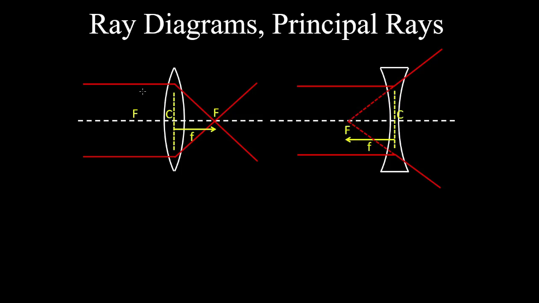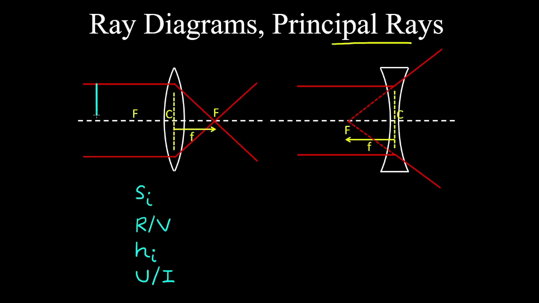As we saw briefly, we can use ray diagrams to determine the position of the image relative to the optical center, the type of the image being real or virtual, the size of the image being its height, and its orientation being upright or inverted. And generally, when we use ray diagrams, we use three principal rays.